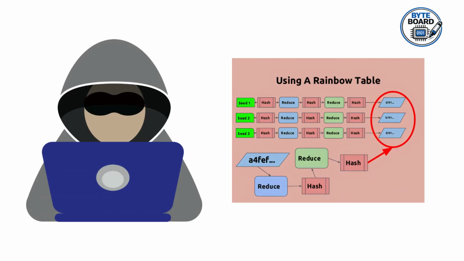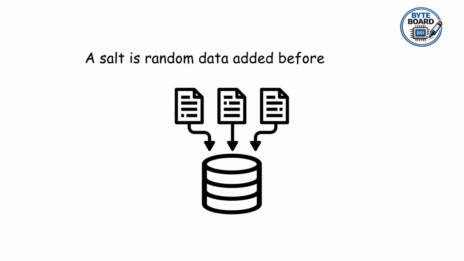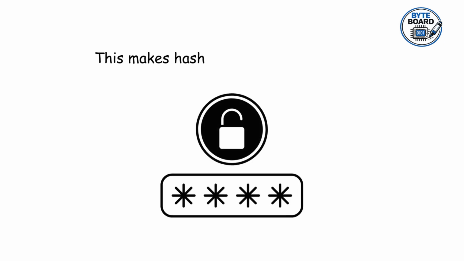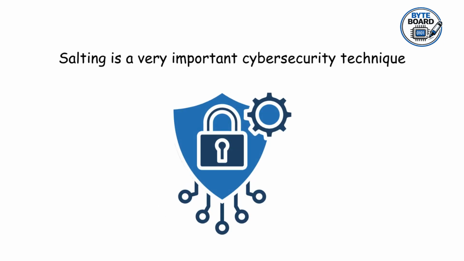What is salting? Hackers sometimes use pre-computed databases called rainbow tables to crack hashes. To stop this, websites use something called salt. A salt is random data added before hashing. This makes hashes much harder to crack. Salting is a very important cybersecurity technique.